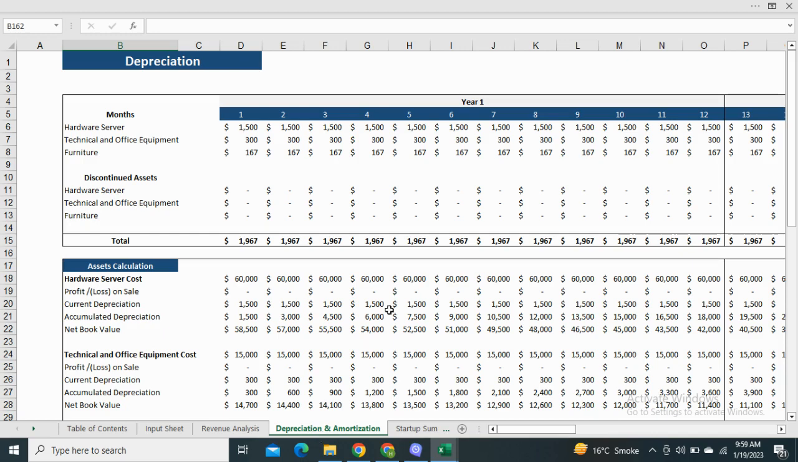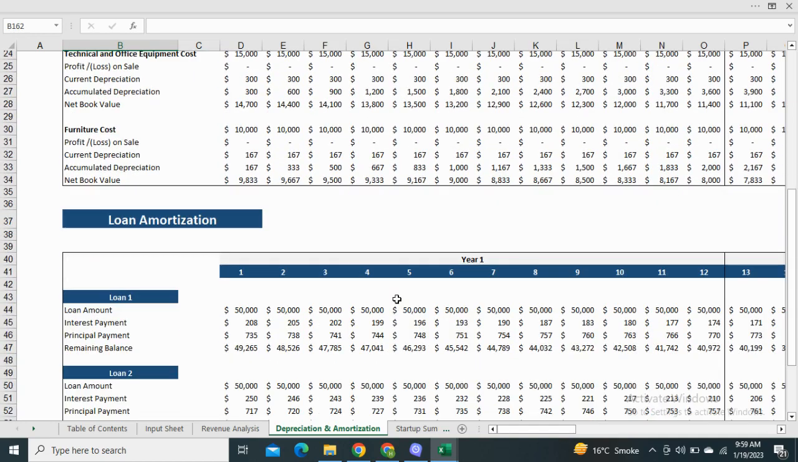Next, we have the depreciation and loan amortization schedule. The depreciation table shows the reduction in the value of your asset for the next 5 years, and the loan amortization schedule shows the monthly principal and interest payments.